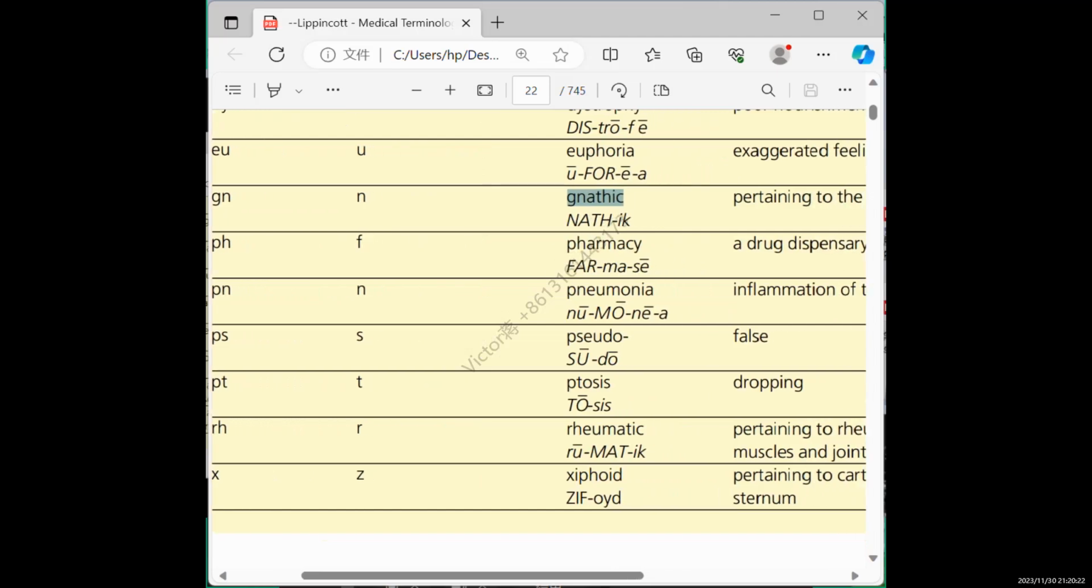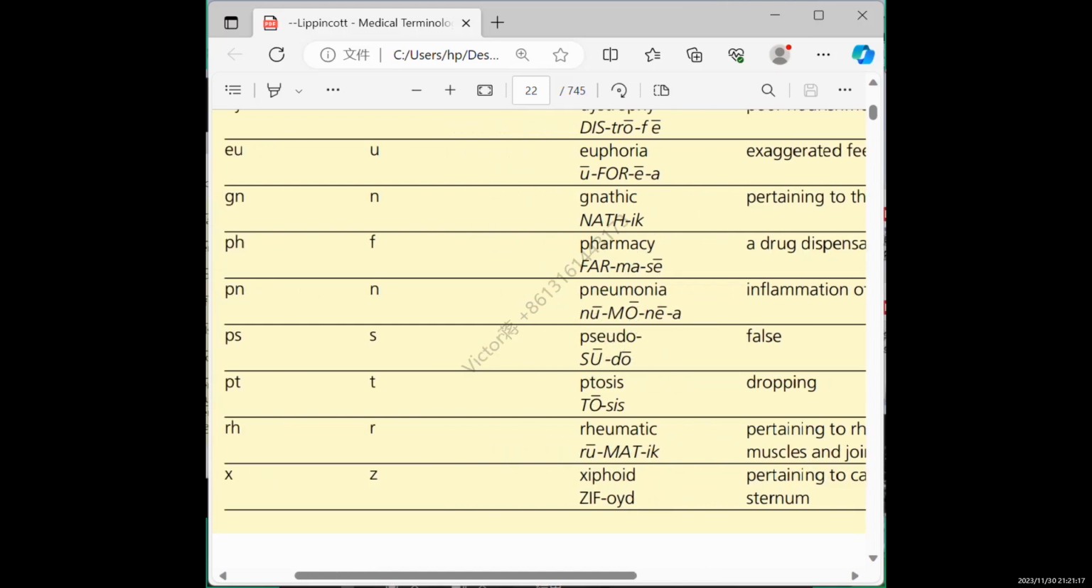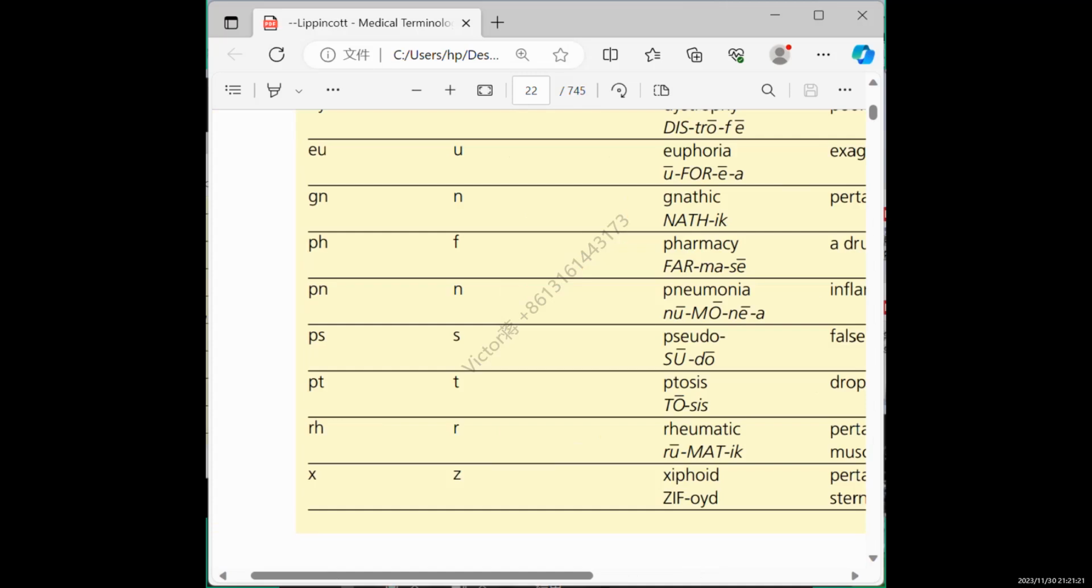Next, PN, read N. Here, pneumonia. P is voiceless, no sound. So pneumonia means an inflammation of the lung, right? And we remember clearly, we also talk about pulmonary disease, P-U-L-M-O-N-A-R-Y, pulmonary, which also means lung. So pneumonia means inflammation of the lung, and pulmonary disease means disease of the lung. So remember pulmonary, or pneumonia, PNEUMO, also means lung.